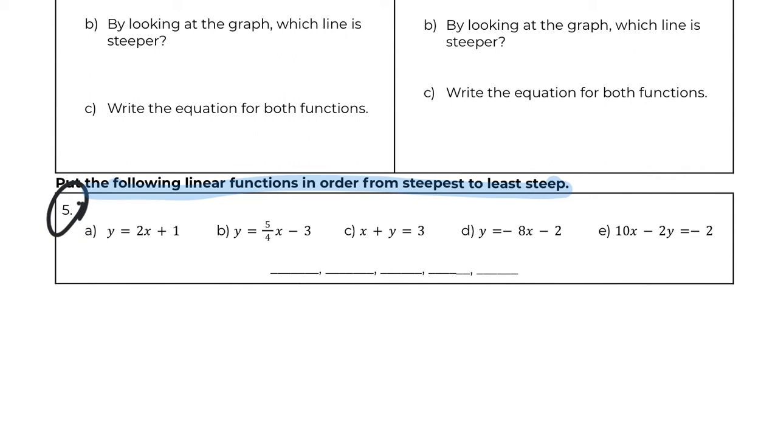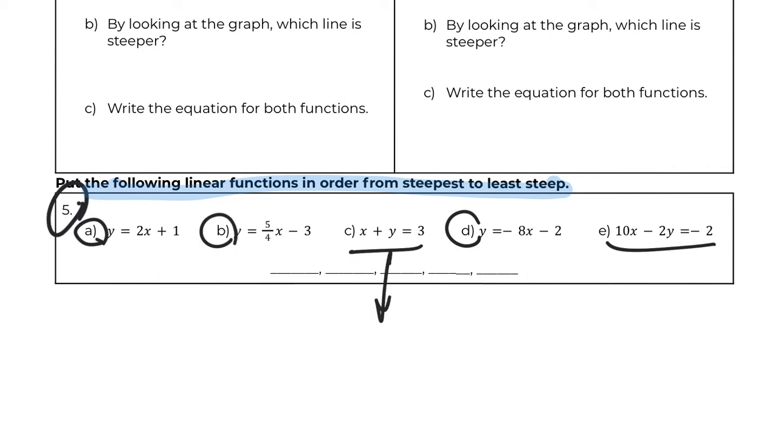So before you can really determine that, though, you have to solve each of those equations for y so that you can have them in slope-intercept form. So you'll notice A, B, and D are already solved for y, but these ones, C and E, are not solved for y. So you would have to solve those for y first before you could answer this question.